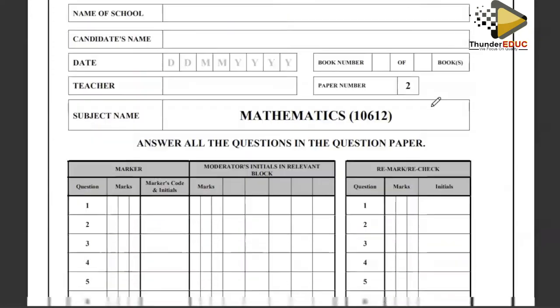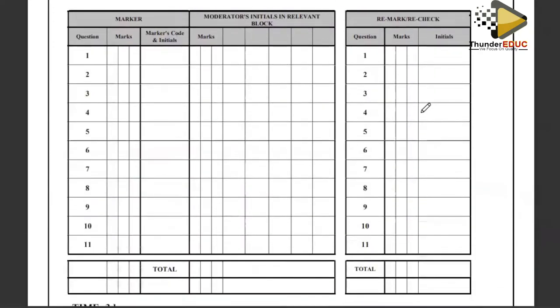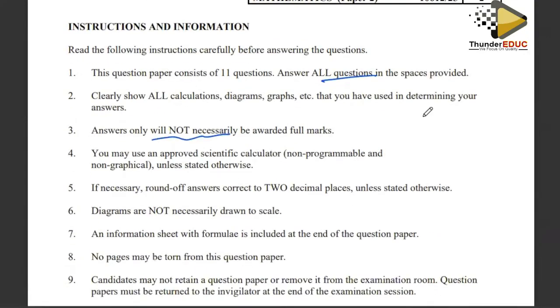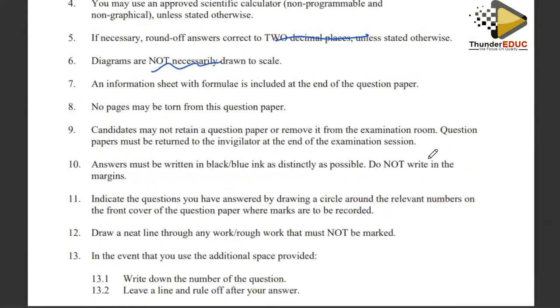Marks. Okay, so this paper had 11 questions. According to the instructions, we have to answer all of them. Answers only will not guarantee full marks. We can use a calculator, round off to decimal places. Diagrams are not necessarily to scale. No pages may be torn.